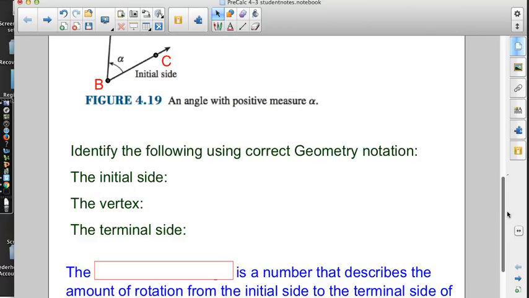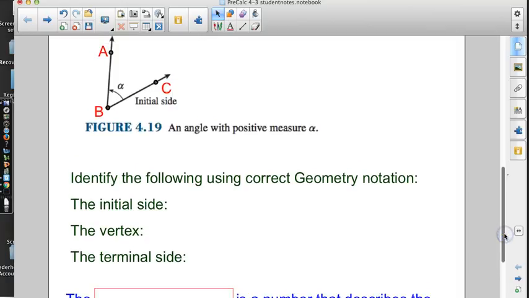So what we want to do is identify the following correct geometry notation so that when we talk about this stuff later, if you're having a problem with a particular portion of it, you'll be able to tell me what portion it is. For instance, the initial side. The initial side of an angle is a ray, and so is the terminal side. They are both rays, and they are joined at a spot called the vertex.